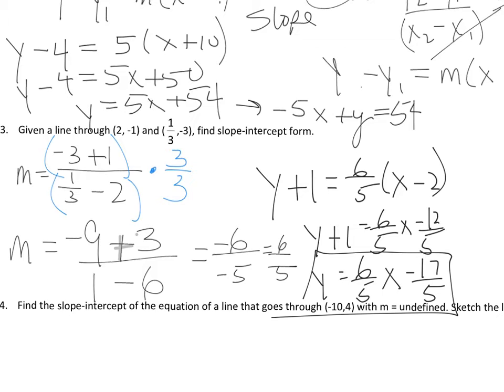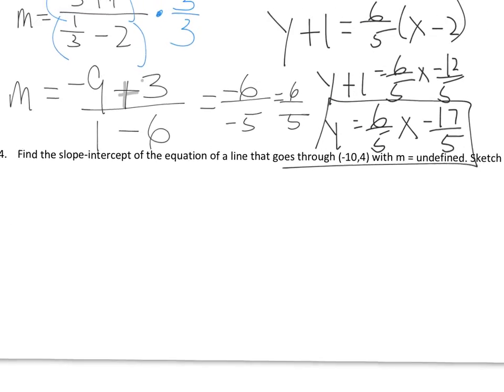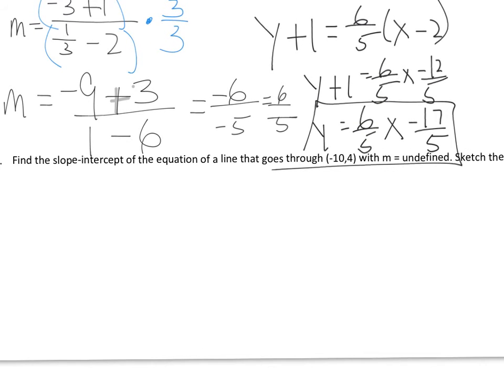Done. Okay, next. Again, I'm trying to get this done in a reasonable amount of time so you can start on the homework. Find the slope-intercept form of the equation of the line that goes through the point with the undefined slope.